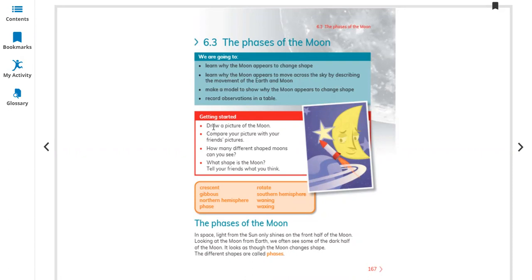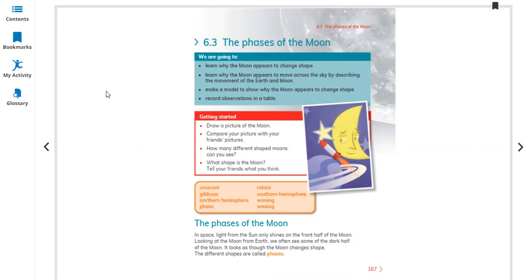Let's just start. Draw a picture of the moon. Compare your picture with your friend's picture. How many different shapes of the moon can you see? What shapes is the moon? Tell your friend what you think.